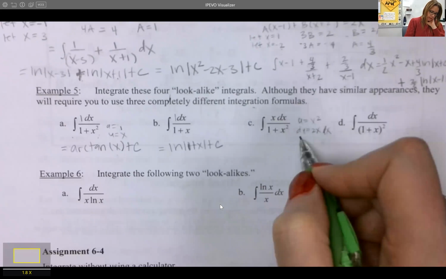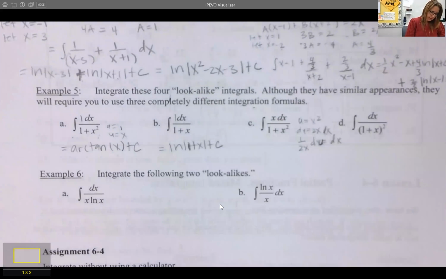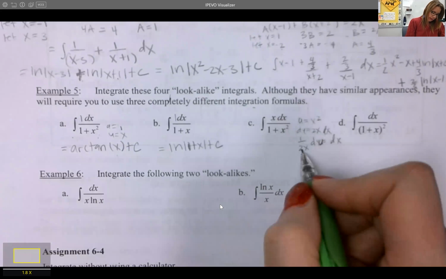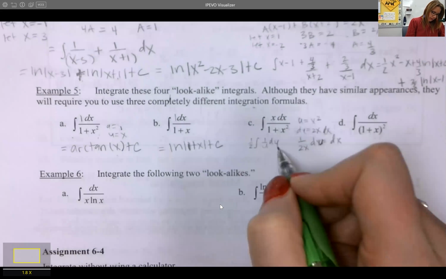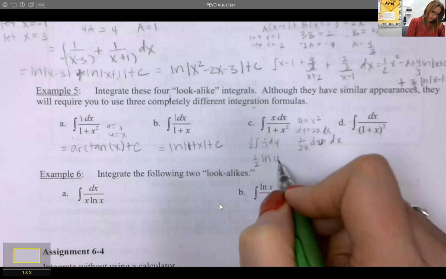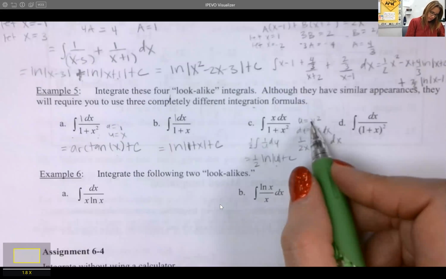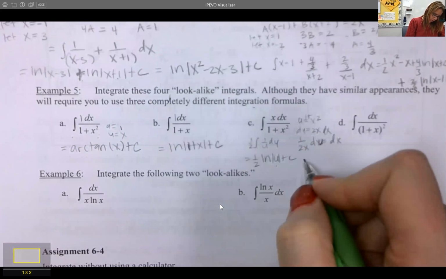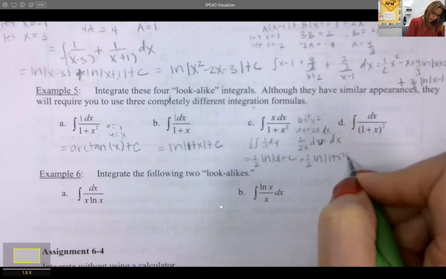So 1 over 2x. Okay. So this x is actually our hook on, and it's going to cancel out with this one, but the half is not going to cancel out. So I've got the integral of 1/2 times 1 over u. So 1/2 times the natural log of u plus c. Now remember, u was 1 plus x squared. So this is going to be 1/2 times the natural log of 1 plus x squared plus c.